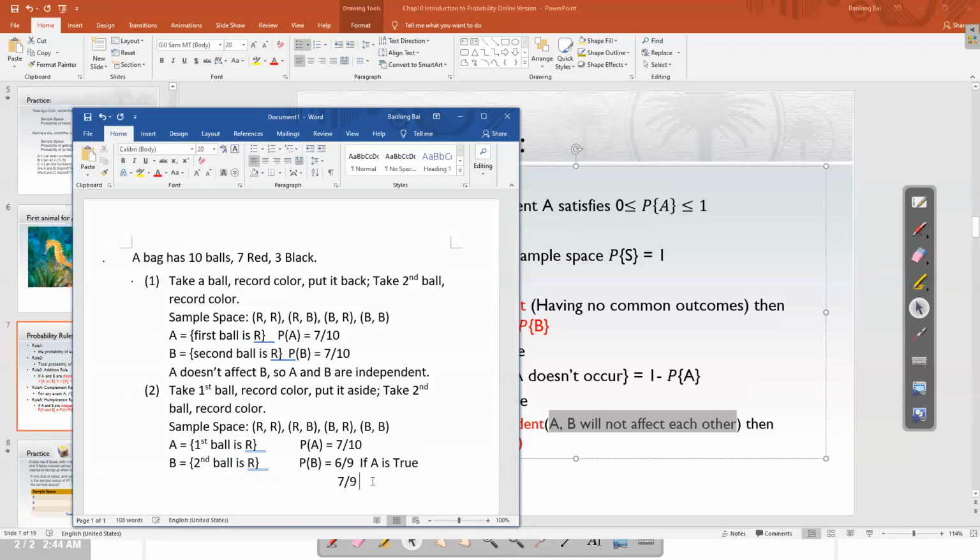But A is not always true. What if A is false? If the first ball you're taking out is black, then you're going to have 7 red balls left in the bag, and you have 9 balls total, right? So you can see when A is true or false, it will affect B, right? So in this case, A affects B. So A and B are not independent.